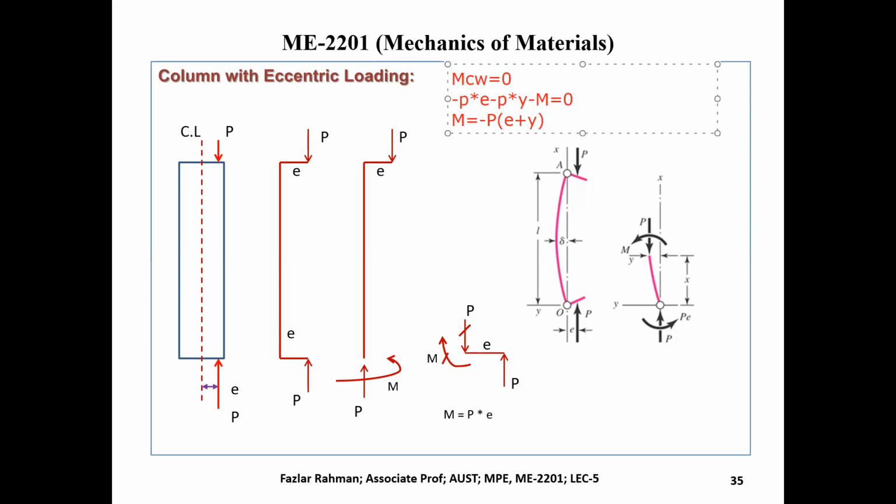This value of M, where will it be maximum? When the Y value is maximum. The Y value is maximum at L by 2, that is, at delta. So M max will be minus P into (E plus delta). This will be your M max. Now this value of M, we'll use to figure out the stress formula. And that's why it is bending, because there is always a bending moment. If there is no eccentricity, then there will be no term P into Y. So that means there is an extra bending working there.